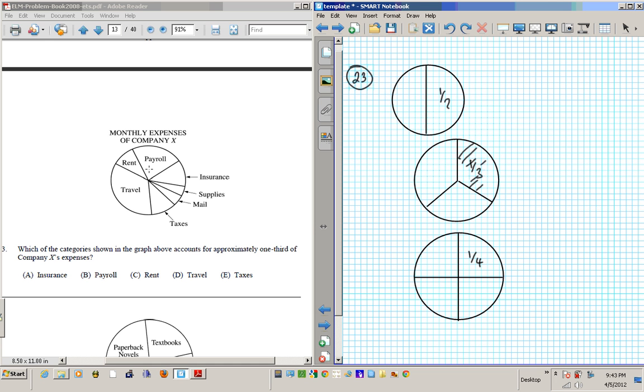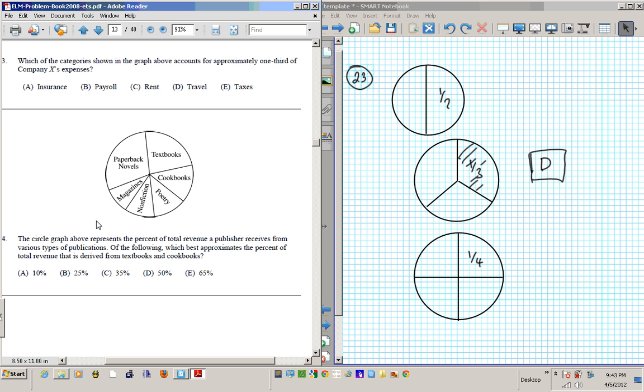Payroll looks like a quarter. This looks like 1/8. This right here is the best approximation, the best one that matches this one right here. So I have to say travel D is approximately a third of the entire expenses. Okay. All right. Now let's move on to question number 24.